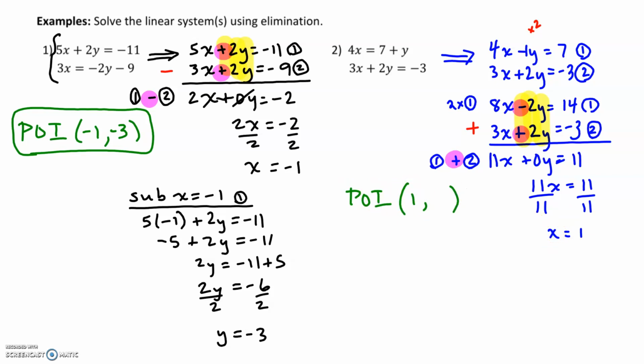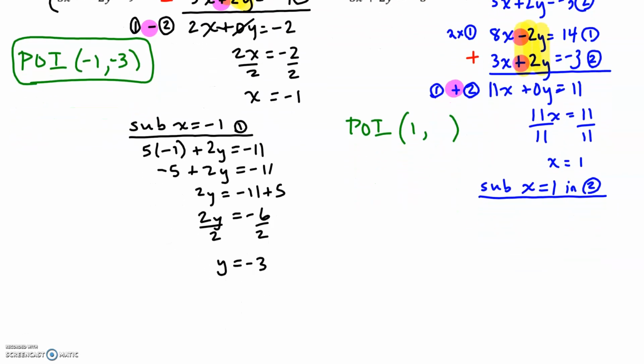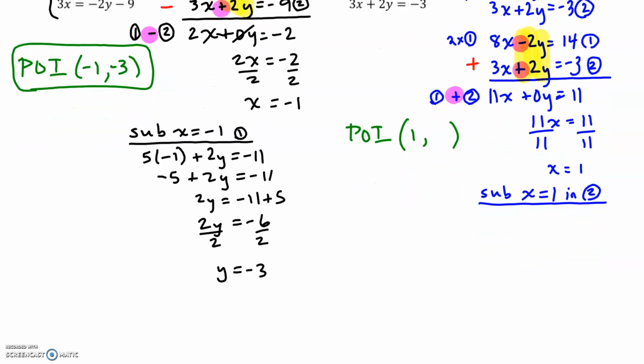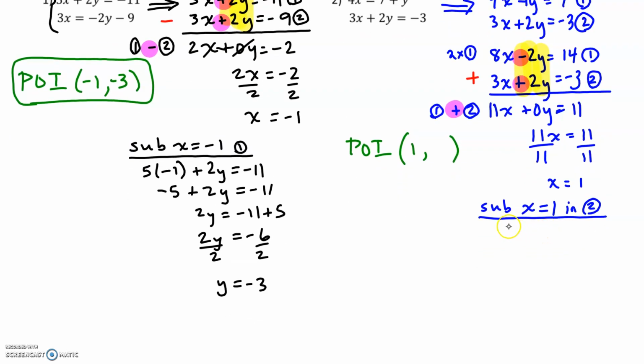All right, let's go ahead now, and we're going to sub x equals 1 into equation 1 or 2. Let's sub it into equation 2 this time. Now remember, it doesn't matter what you pick. You can pick either one. All right, so now I can't see anymore. There's equation 2. So it's 3 times x. So instead of 3 times x, it'll now be 3 times 1 plus 2y equals -3.